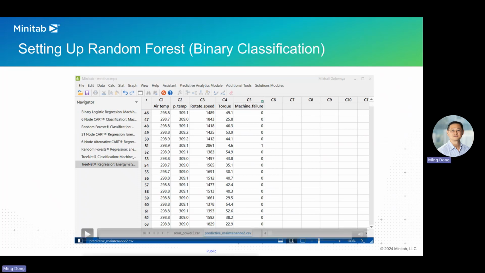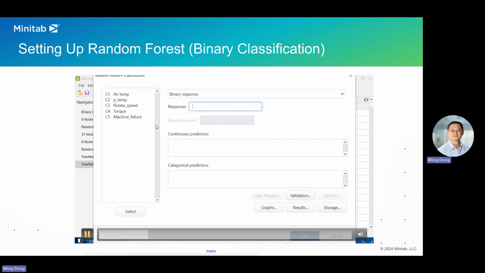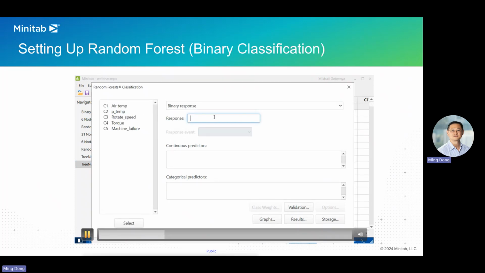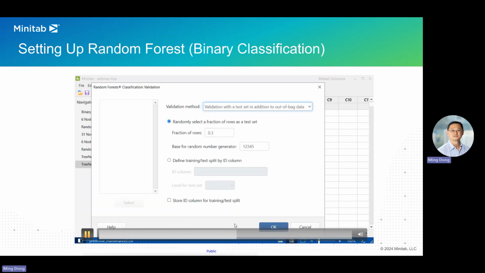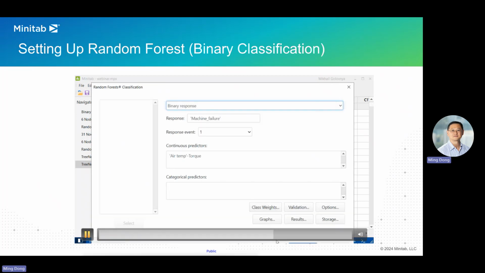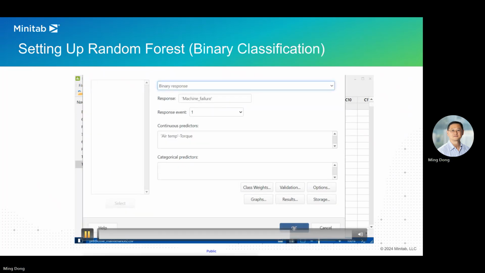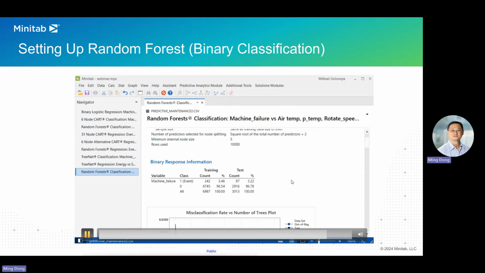So let's see how Minitab performs random forest. Just go to random forest classification. Again, you put in the response variable as failure, looking for one, and all the continuous variables. We use AutoBag for validation. We build 300 trees this time. Run it, and then we have the model.